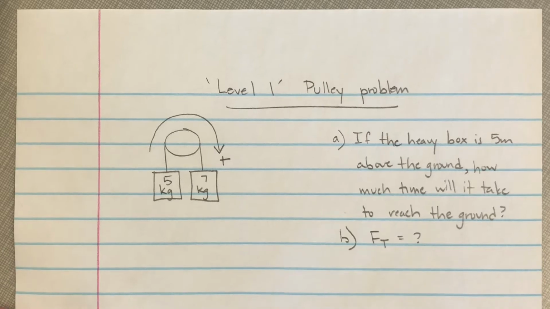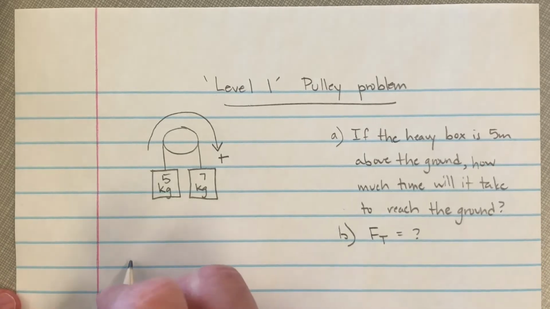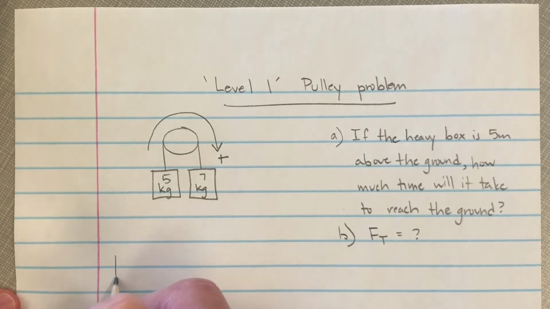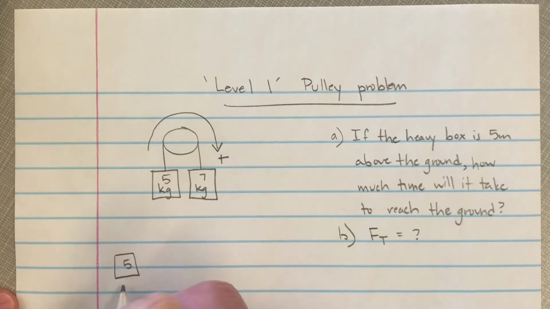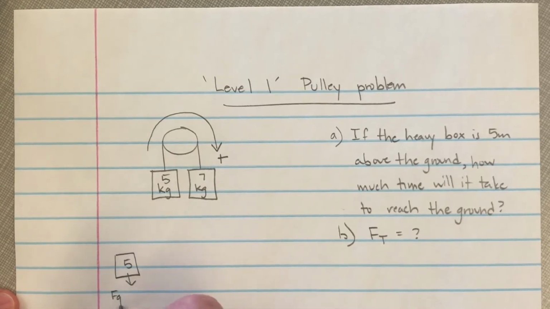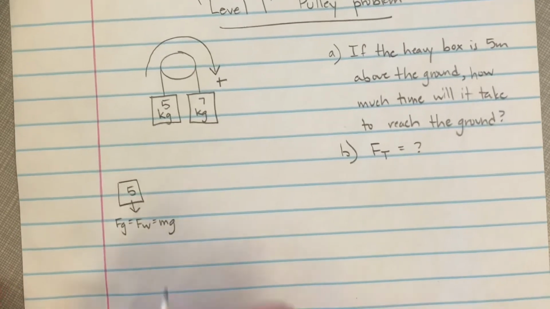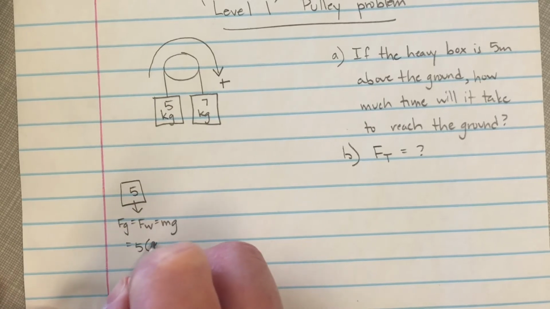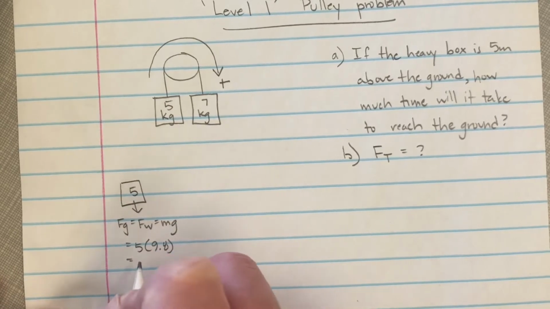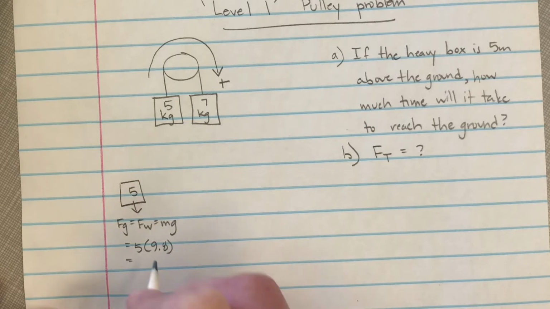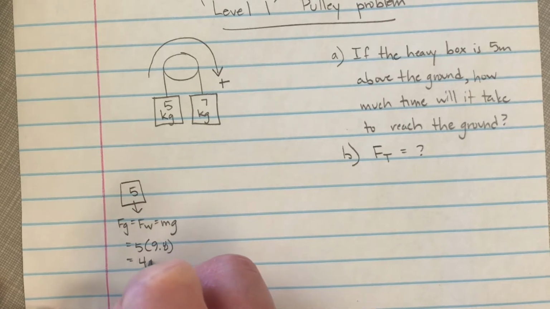Then the next step is to draw free body diagrams showing the forces acting on each of the hanging masses. So we'll do the 5 kilogram block here. So the force of gravity or the force of weight, those terms mean the same thing. The bottom line is, what effect does gravity have on that mass? So it's mass times gravity. So 5 times 9.8. So the force of gravity acting on the 5 kilogram block, or its weight, is 49 newtons.